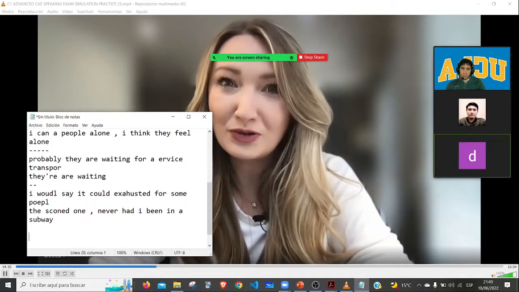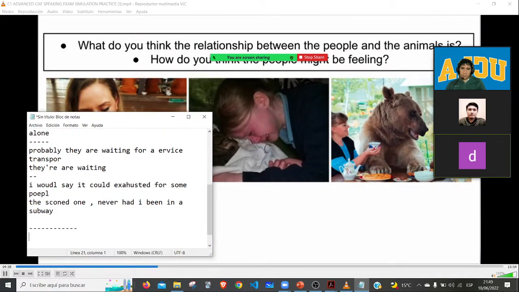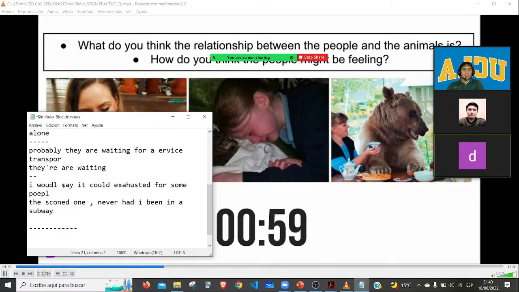Candidate B, it's your turn. Here are your photographs. They show people with animals. I'd like you to compare 2 of the photographs and say what you think the relationship between the people and the animals is and how the people might be feeling. All right?